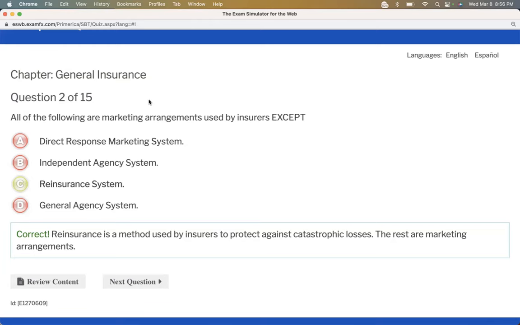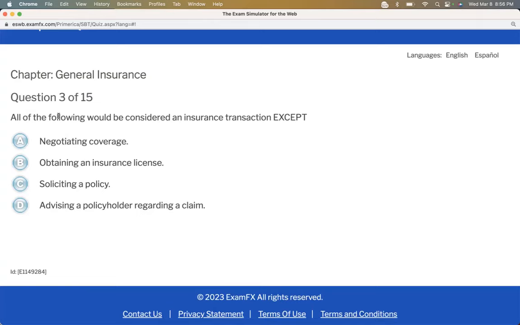All the following will be considered an insurance transaction except. C.